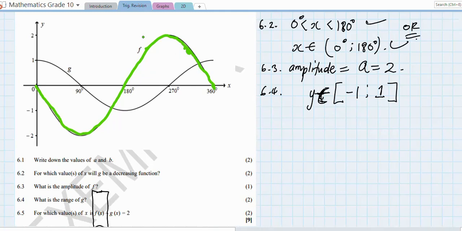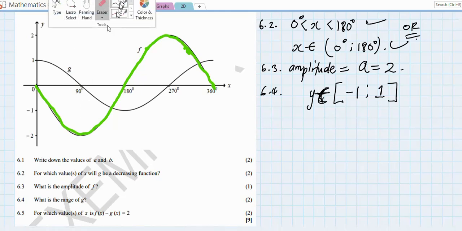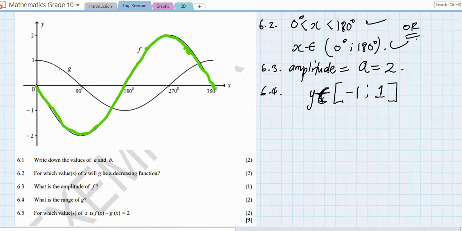It says, for which values of x will the graph of f, when you subtract the graph of g from it, you must get 2. Now, what we are looking for is a point whereby if I take a y value from this green line, I subtract the y value from this unshaded line, I must get the answer of 2. You all see that? Now, we can try this through trial and error, but the answer to that should be obvious.